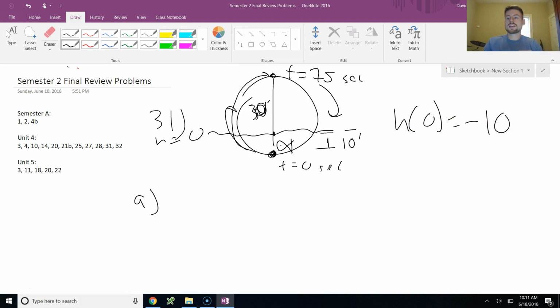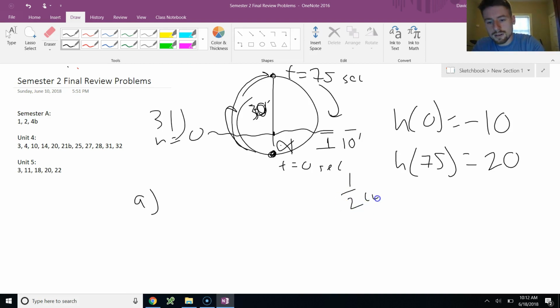Okay, so it starts 10 feet below water. And then we're given the other information that at 75 seconds, it's at the top of the wheel, which is going to be 30 feet above negative 10. So that would be at 20, which is 20 feet above water. And then it will go back down and back up and back down and so forth. And so what we figured out, this is half a cycle. So half a cycle is 75 seconds.